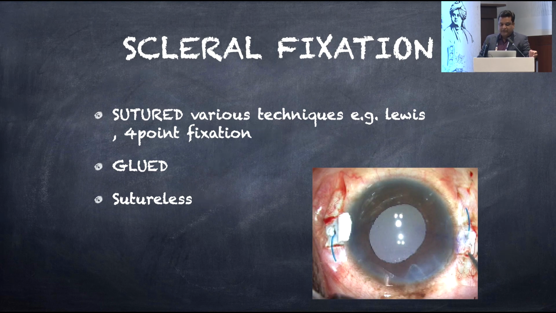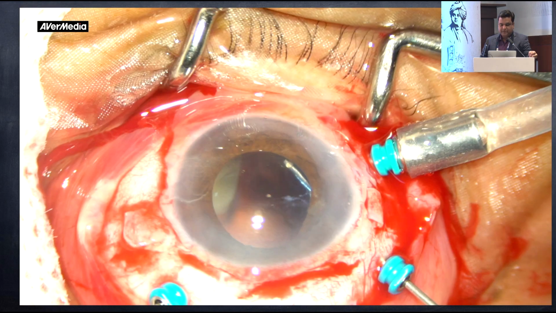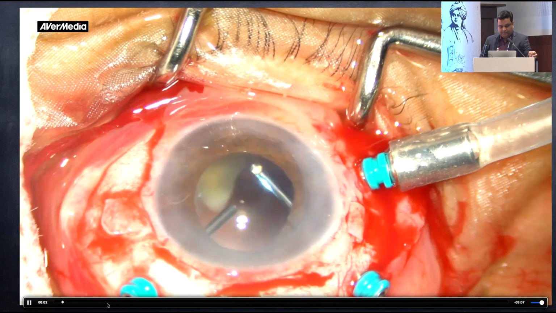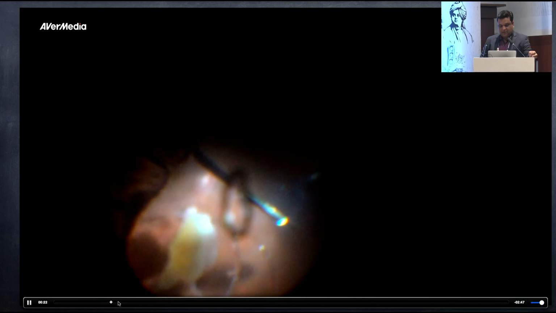So scleral fixation techniques are different. We can do either the suture technique, which is the gold standard, you can do glued IOLs, or you can do sutureless techniques. So this is a case which had a nucleus drop as well as an IOL drop. You can see the nucleus fragments were there, and the IOL which they had put was also dropped.